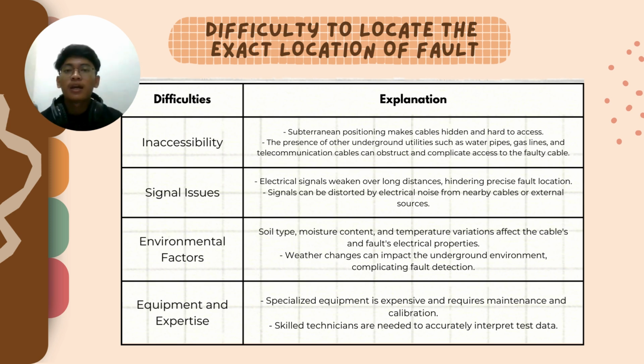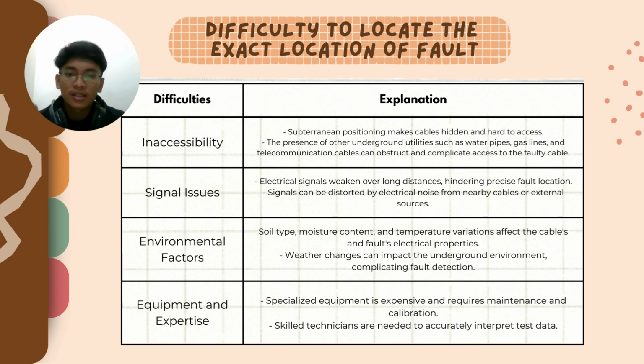First is the inaccessibility. Subterranean positioning makes cables hidden and hard to access. The presence of other underground utilities such as water pipes, gas lines, and telecommunication cables can obstruct and complicate access to the faulty cable.